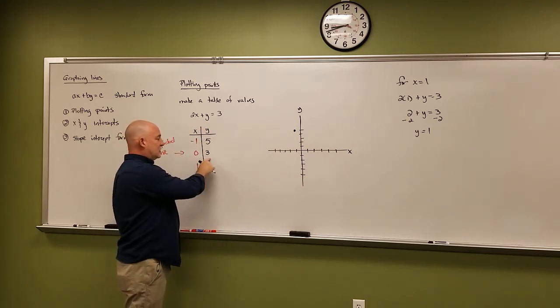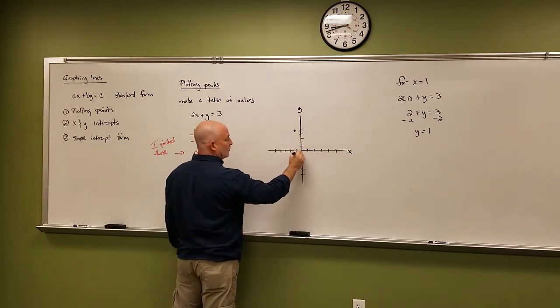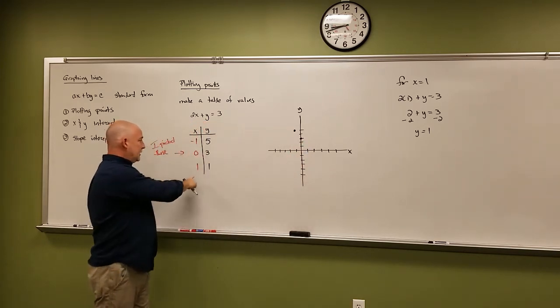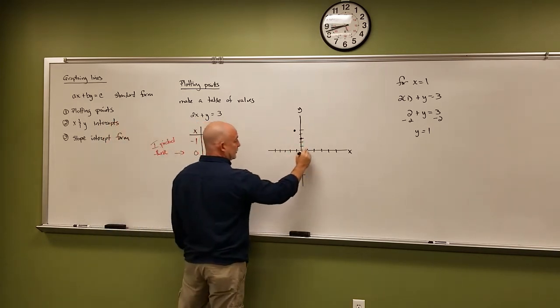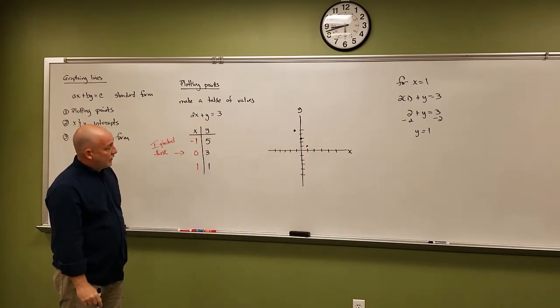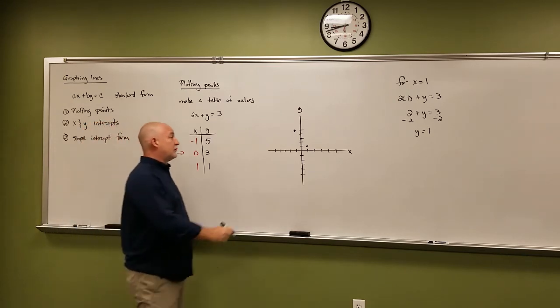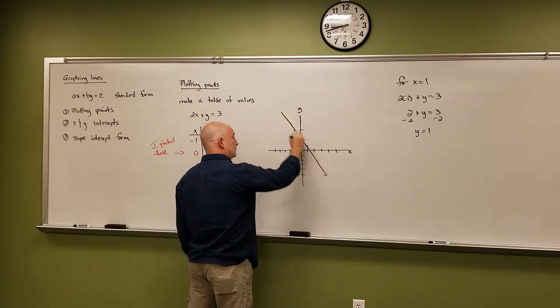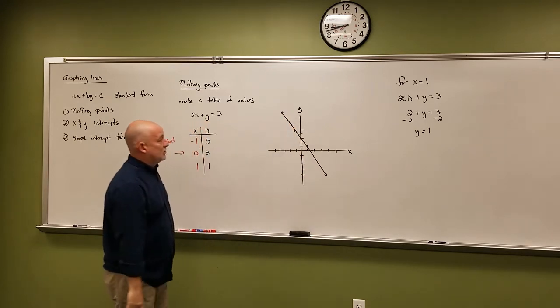None in the x direction, 3 in the y direction. So don't move left or right at all, but go up 3. 1 in the x direction, 1 in the y direction puts me about right there. All right, so looking at the picture really quick, it does appear that these points are falling along the line. So all you got to do now is connect your dots and you're done.